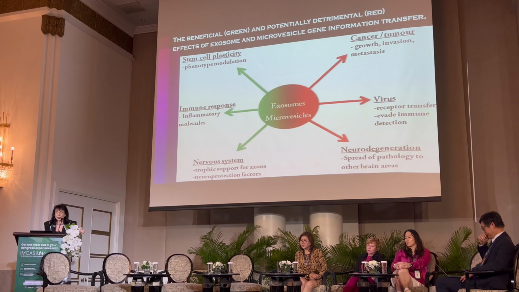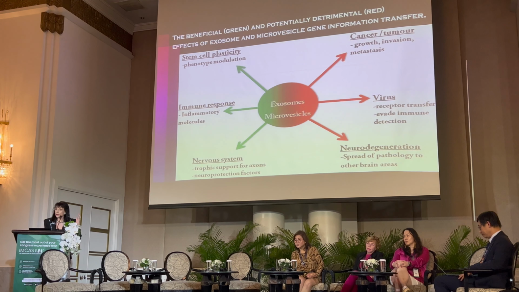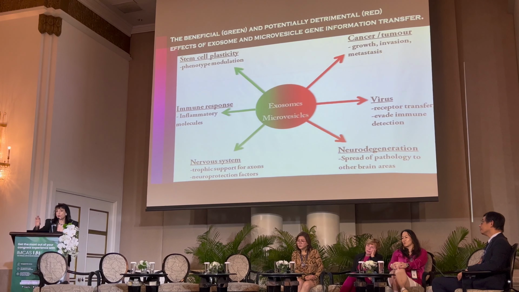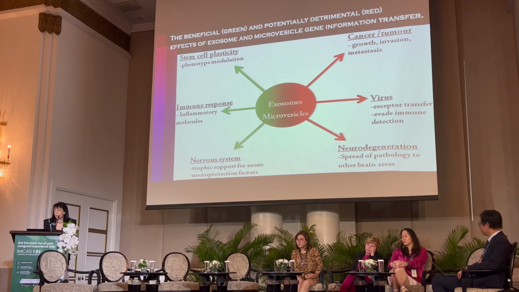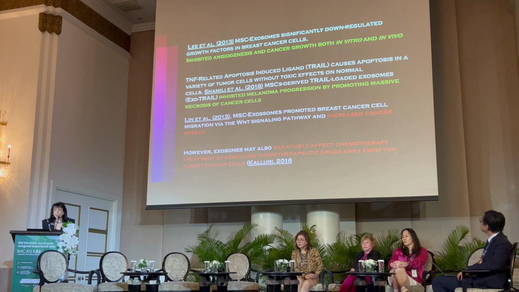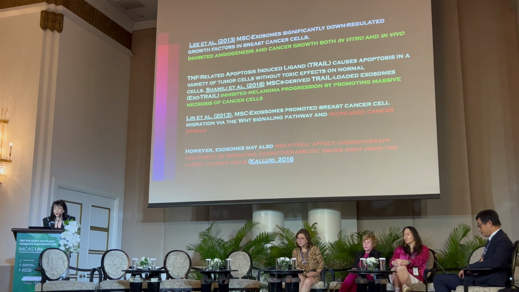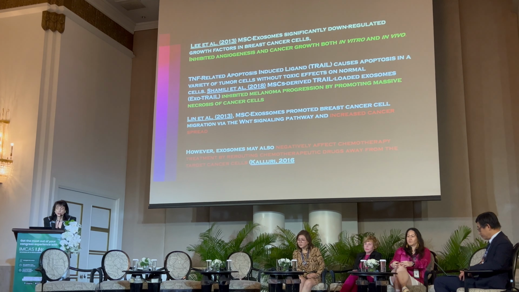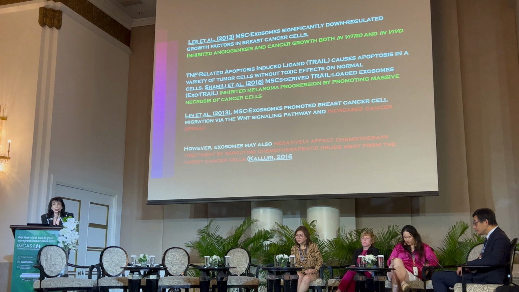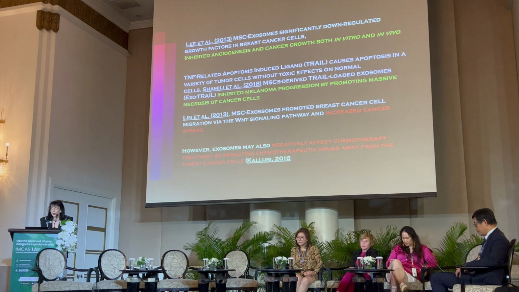So stem cell plasticity, immune response, and nervous system, they have wonderful results. However, they have enhanced viral spread, neurodegeneration, and also tumor formation. There are several investigators, like Lee et al., who found that it inhibited angiogenesis and cancer growth, so that was good for cancer patients, and also inhibited melanoma.